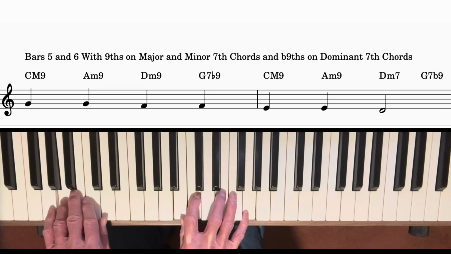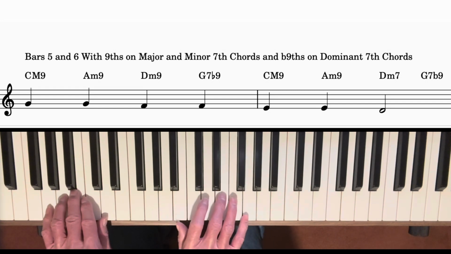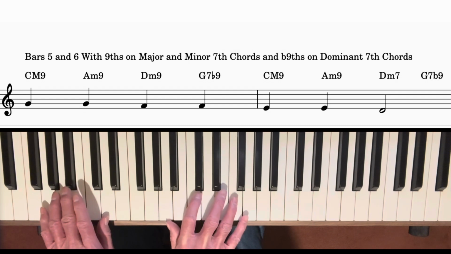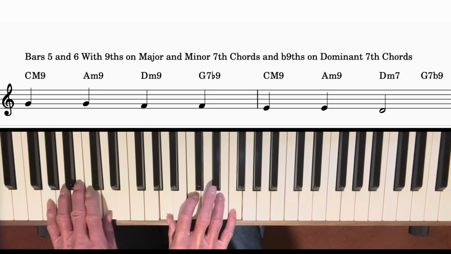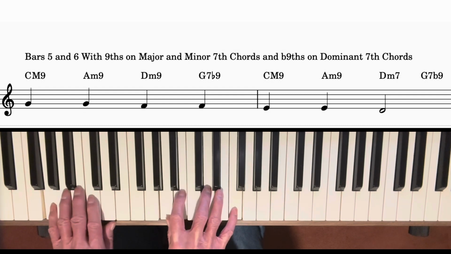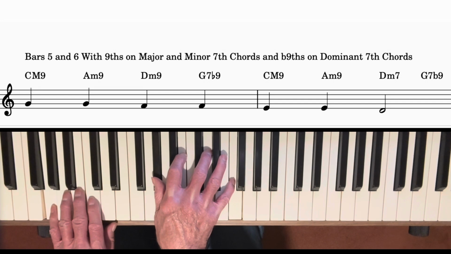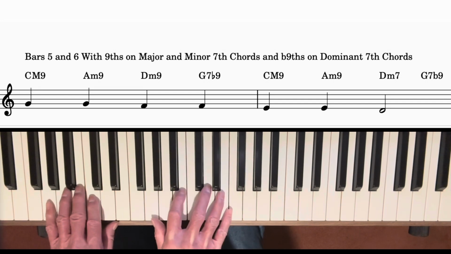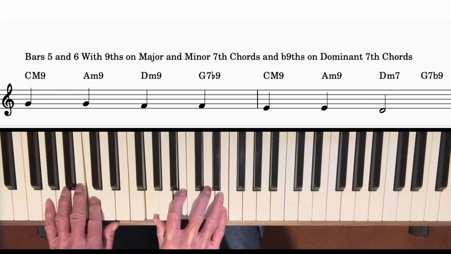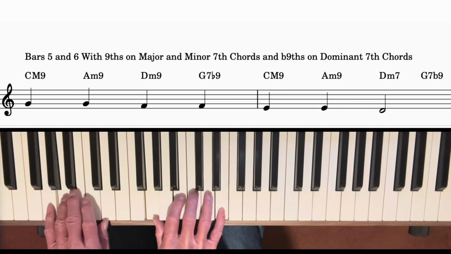The same thing on D minor 7, the 9th is E, goes just under the melody note F. On the G7, instead of going to the 9th, we can lower the 9th a semitone to make it the flat 9th. On the next C major 7, again, put the 9th in just below the melody note E, which is the 3rd. A minor 7, put the 9th in just below the 3rd.